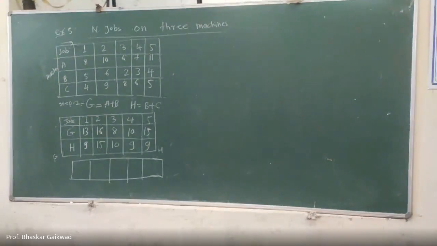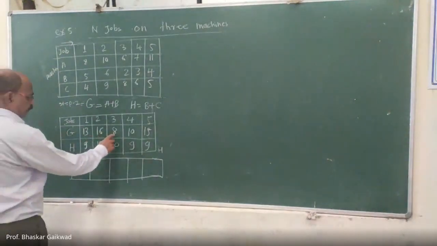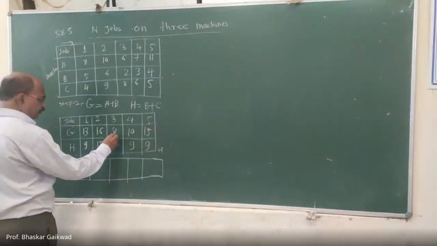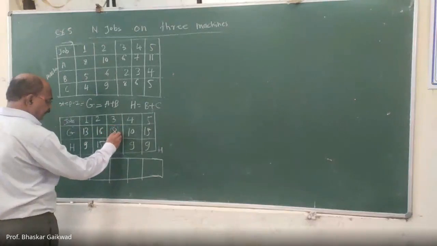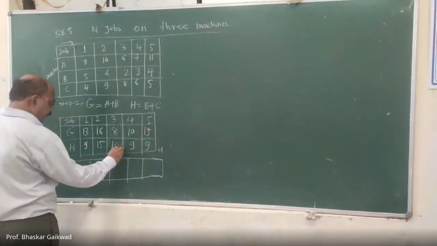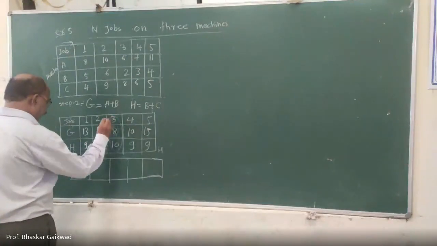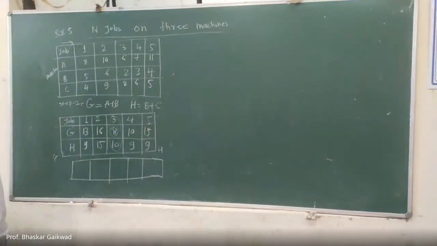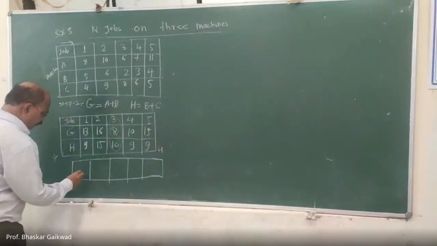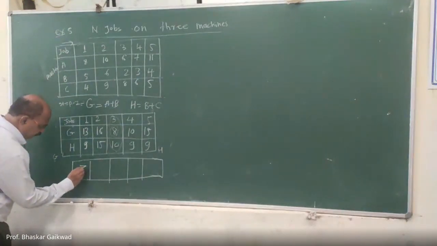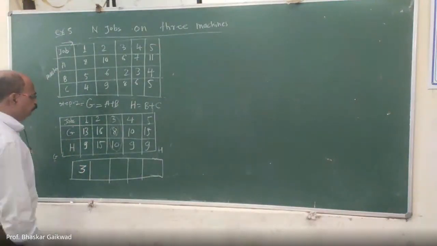Okay. So which is the first minimum value? I think 8 is there. This is the first minimum value. So 8 is the minimum value. And this is related to job number 3. So job number 3 you have to process first.